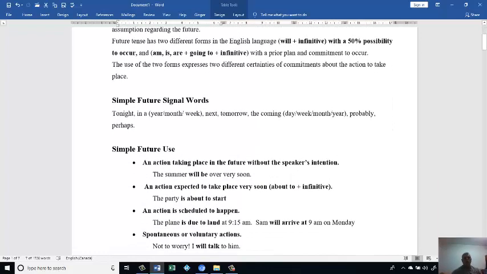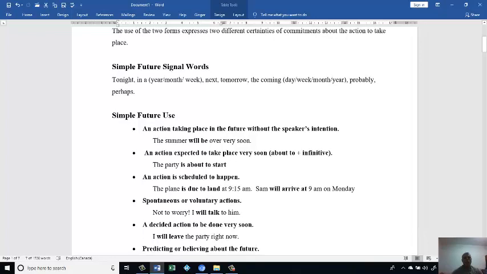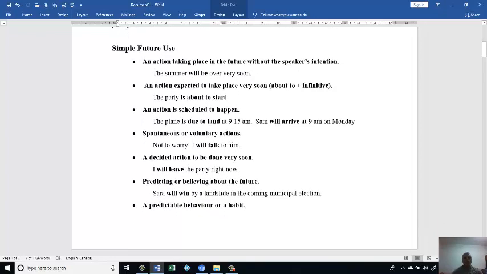Simple future: there are some signal words we use with the future. For example, tonight, in a year, month, week, or sometimes we say next, sometime, tomorrow, the coming day, week, month, year, probably, sometime, perhaps. When do we use future simple or simple future?